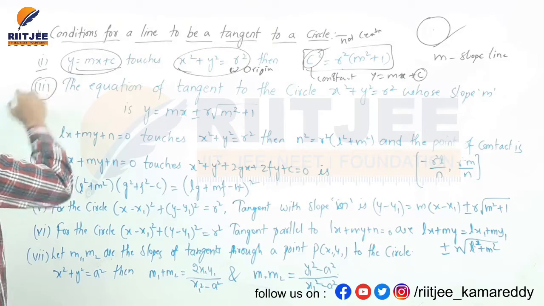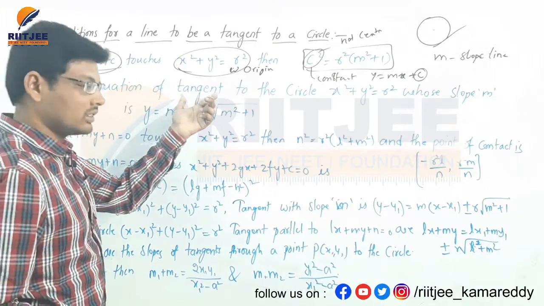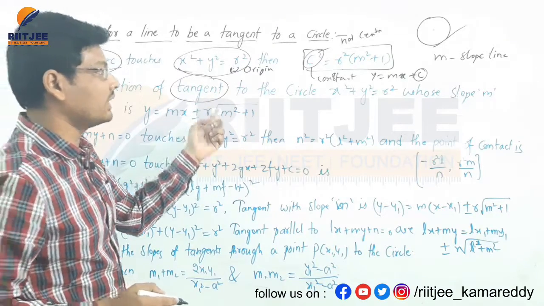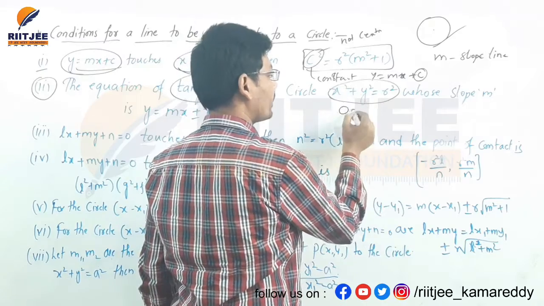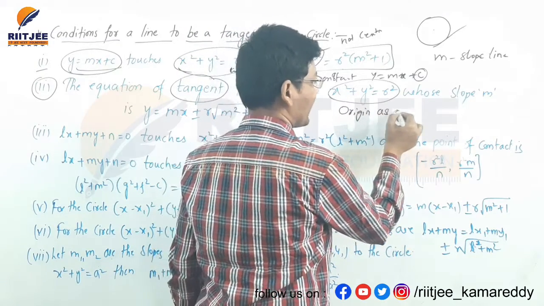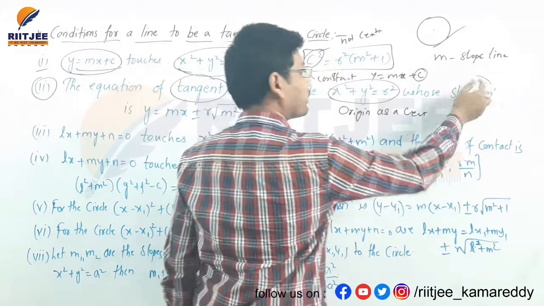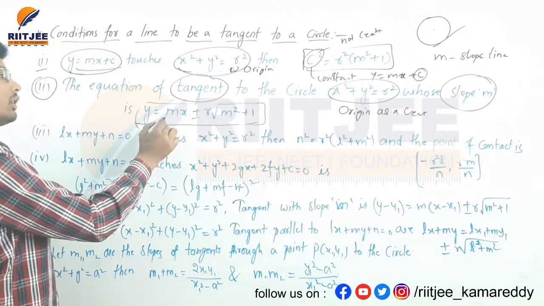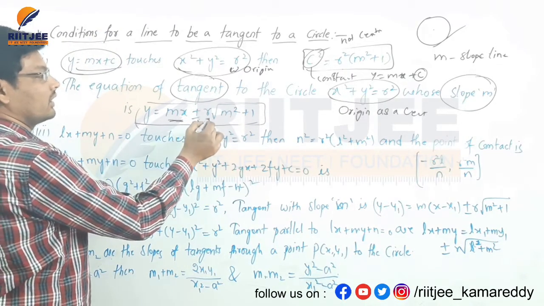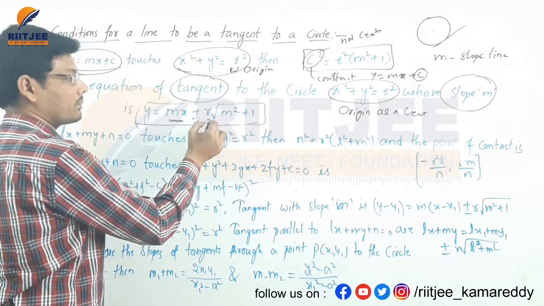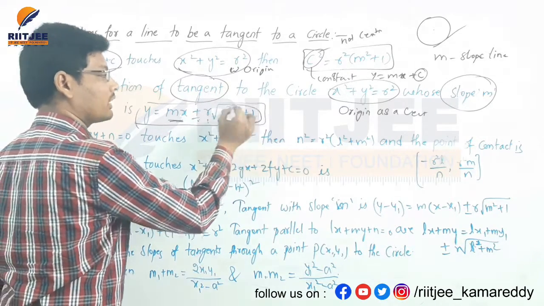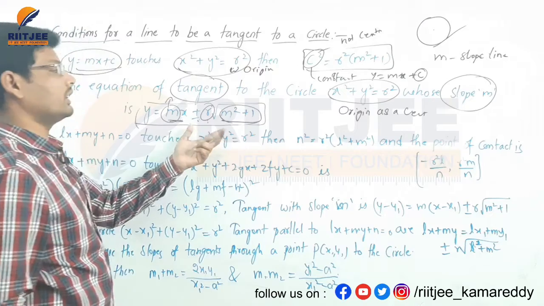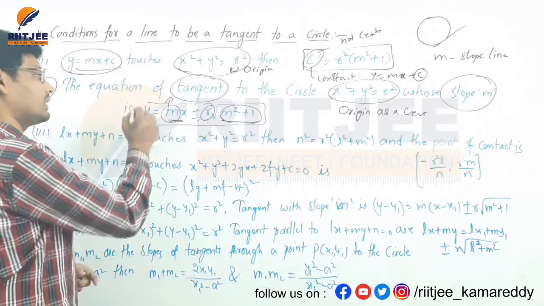And the second condition, the equation of a tangent. He is saying the equation of a tangent, which touches at one point on a circle. The circle has the origin as its center, and with a slope of m, the equation of the tangent line becomes y = mx ± r√(m² + 1), where m is the slope and r is the radius. You just need to substitute the slope and radius values in this expression.